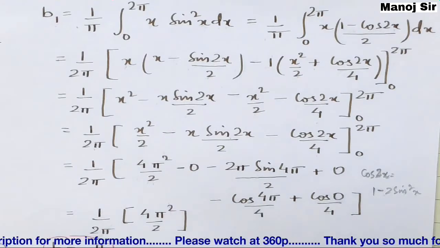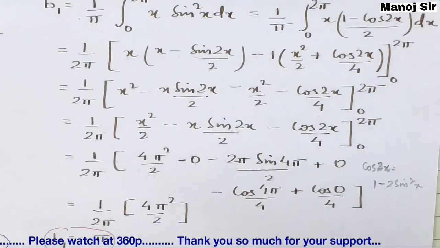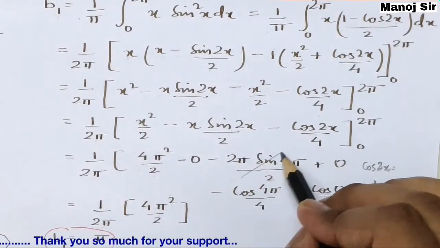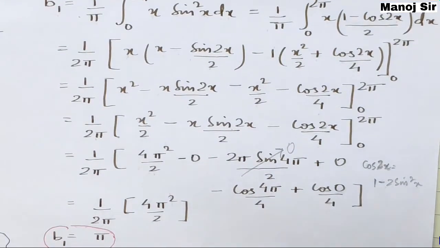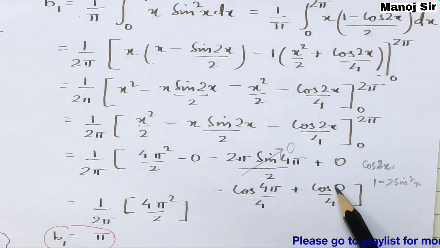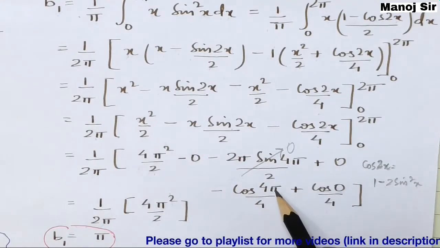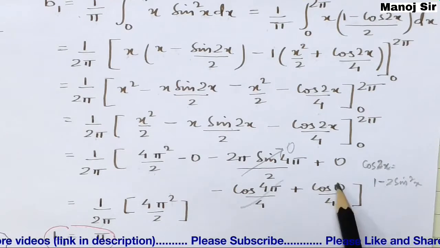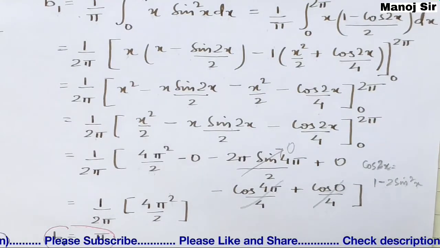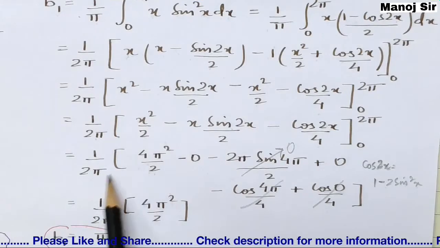I hope this step is very much clear to you. Here again you can see, this will become 0. Again we know, cos 0 is how much? 1. Cos 4 pi again is 1. So here we have 1 upon 4, here we have minus 1 upon 4. So both terms will get cancelled out. So finally we are left with these two.